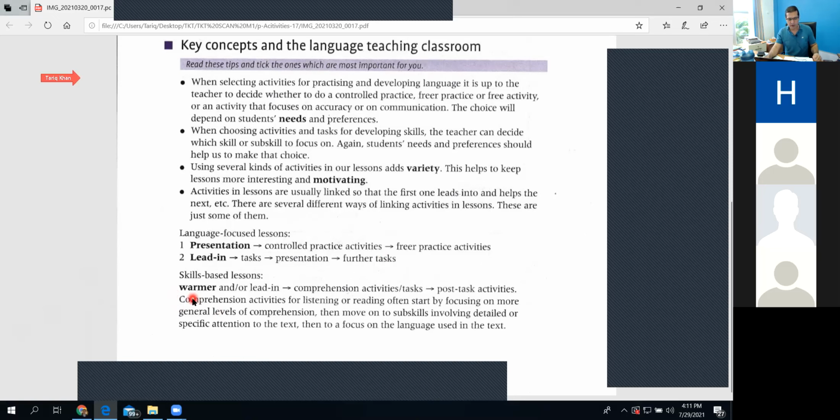Skills-based lesson. Okay, warm-up and or lead-in, comprehension activities, tasks, post-task activities. Comprehension activities for listening and reading often start by focusing on more general levels of comprehension. Then they move on to sub-skills involving detail or specific attention to the text, then to a focus on language and use of the text.